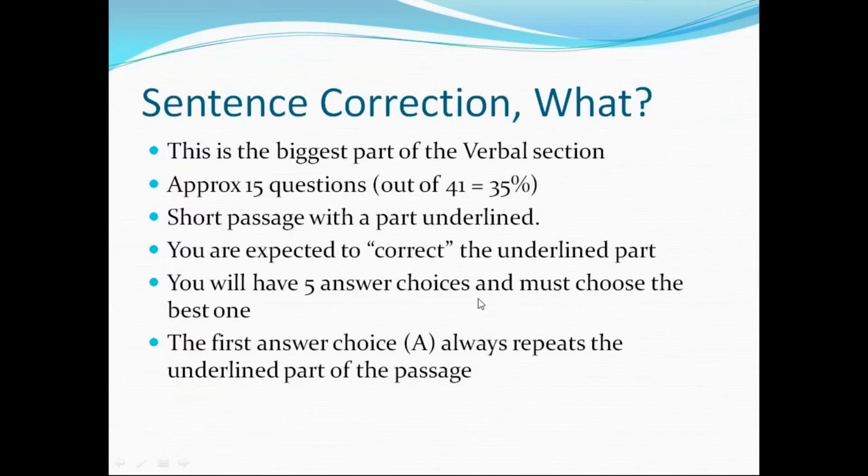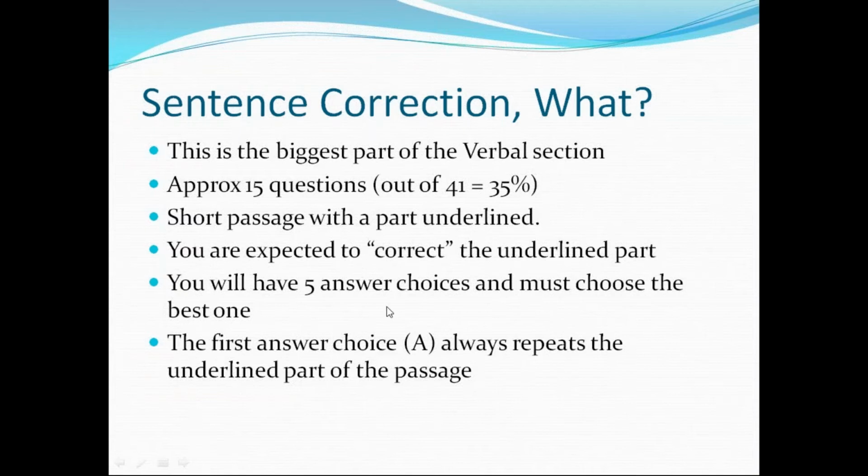Right, so sentence correction. One of the sections of the verbal section in the GMAT is called sentence correction, and it's basically grammar. You get about 15 questions per section, and it's about 35% of the whole verbal section. So you get a short passage with an underlined part.